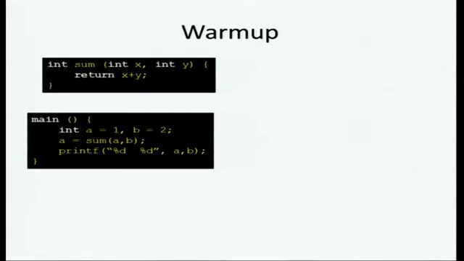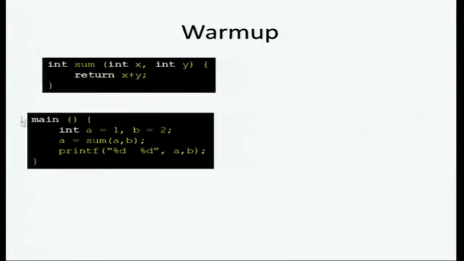So, let us start by considering a very simple example. I have a very simple function called sum, which just adds up two variables x and y, which are integers. Therefore, the return value is also an integer. Now, inside the main program, I will call a equal to sum of a, b, where a is 1 and b is 2. You will sum these up and the return value is assigned to a. So, this is supposed to do 1 plus 2, 3, and a is assigned the value 3.